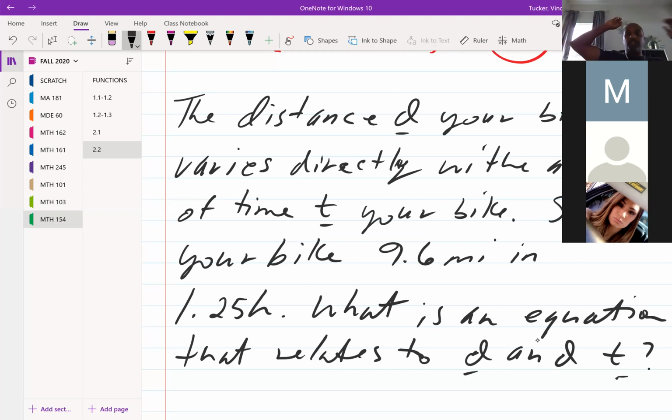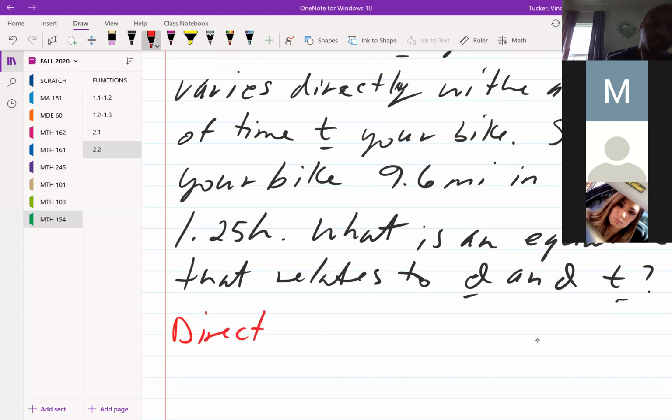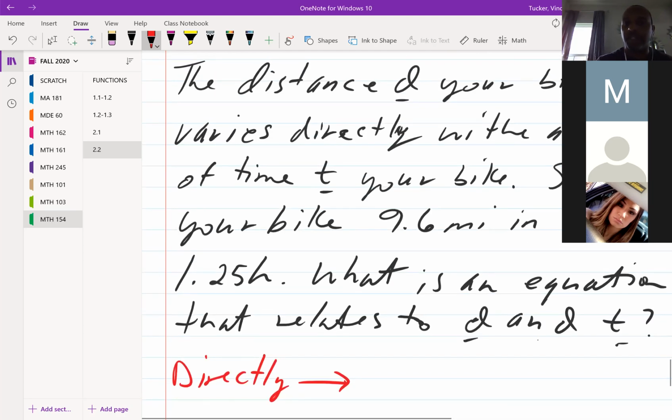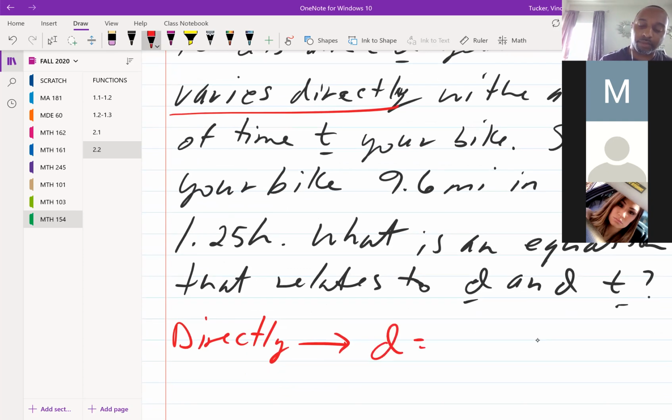All right, the distance D of your bike varies directly with the time, well, we already went through that. Suppose you ride your bike 9.6 miles in 1.25 hours. What is the equation that relates D and T? So first we know that there's a direct relationship. If it varies directly, and notice that D comes first in the phrasing, so D is written first, and this is going to be equal to KT.